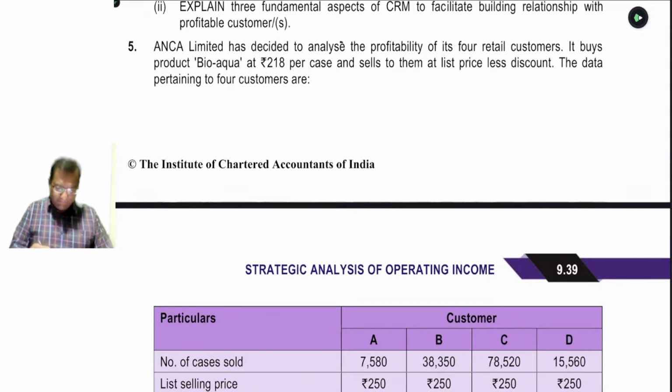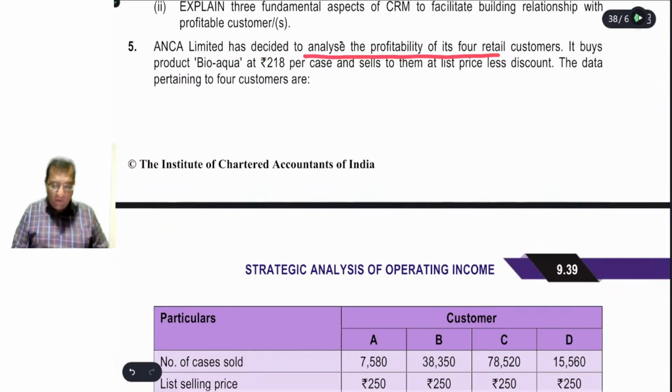Can we start, beta? Let's see. ANCA Limited has decided to analyze the profitability of its 4 retail customers. So the name of the client is ANCA Limited. It wants to analyze the profitability of 4 retail customers. All the customers buy product BioAqua at 218 per case. Per case is per unit; the denomination in which the product is sold is known as case. We buy this product at 218 and sell it at list price less discount.